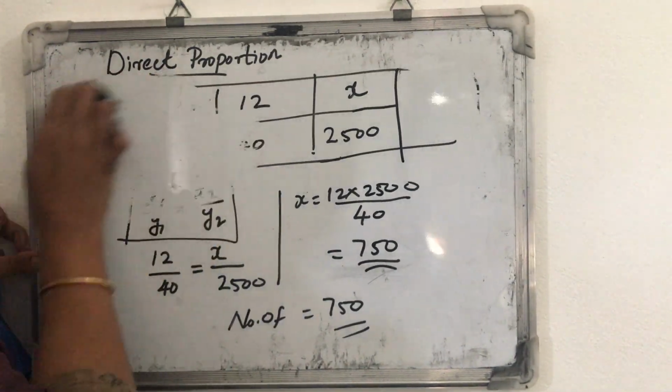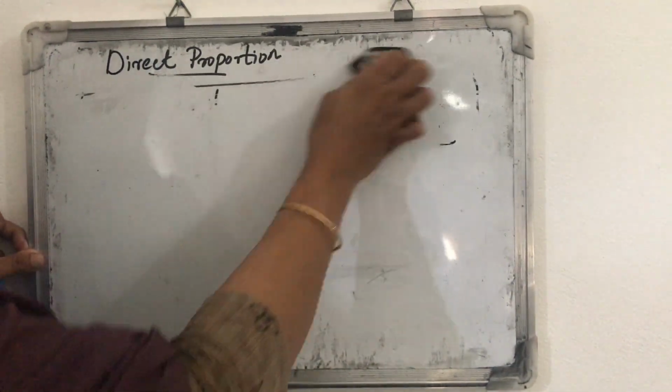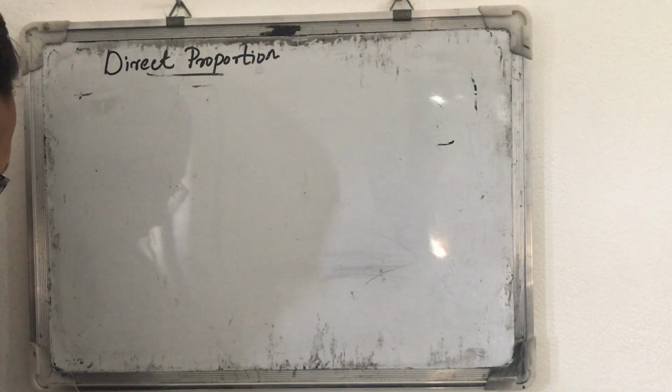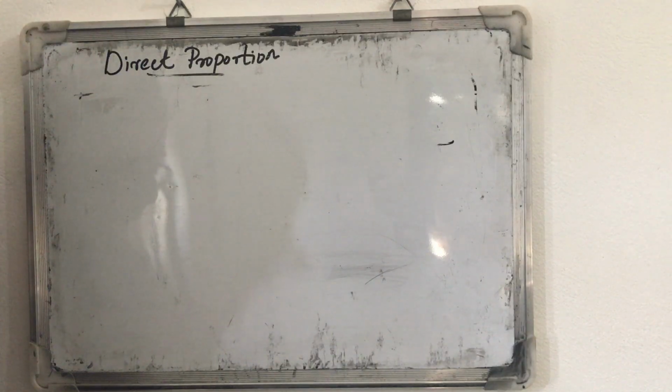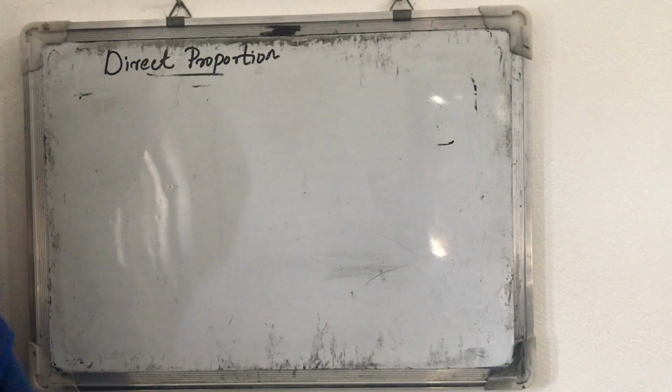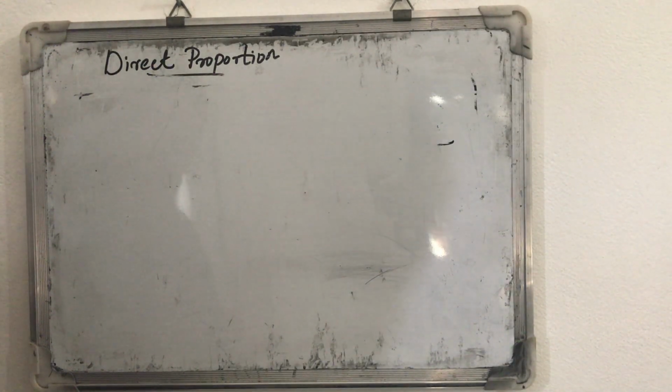Now look at another example. Very easy questions. Example 4: a train is moving at a uniform speed of 75 km per hour. First question: how far will it travel in 20 minutes? And next, find the time required to cover a distance of 250 km. Here two questions are there.